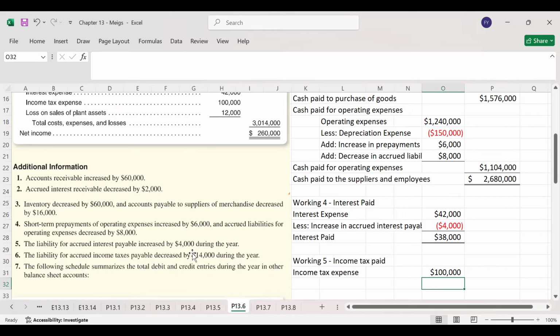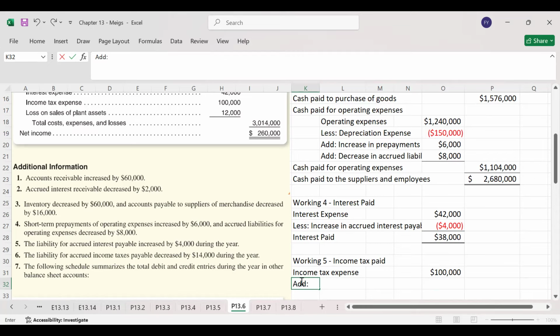and we can see in the additional information number 6 that income tax payable is decreased by 14,000. So when income tax payable decreases, this means that the company has paid off some of its previous tax liabilities during the period. That's why in order to calculate the cash paid for taxes, we simply add any decrease in the income tax liability.